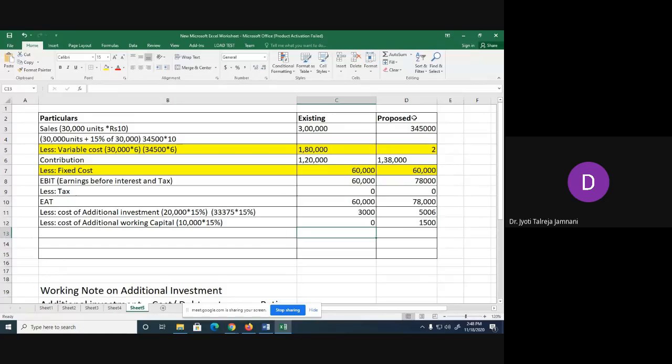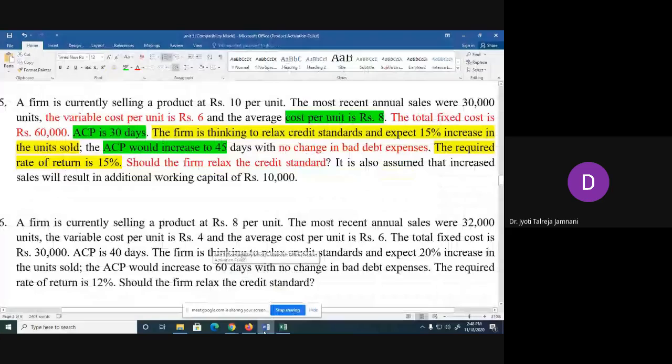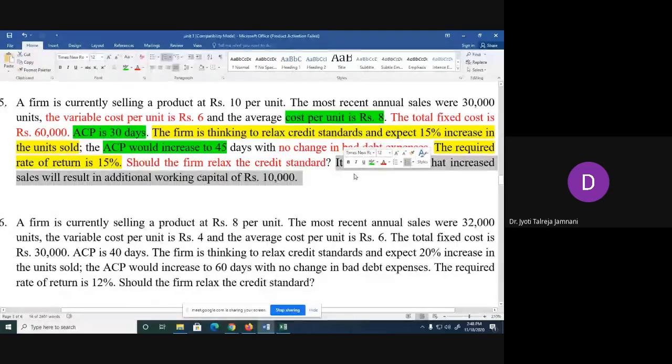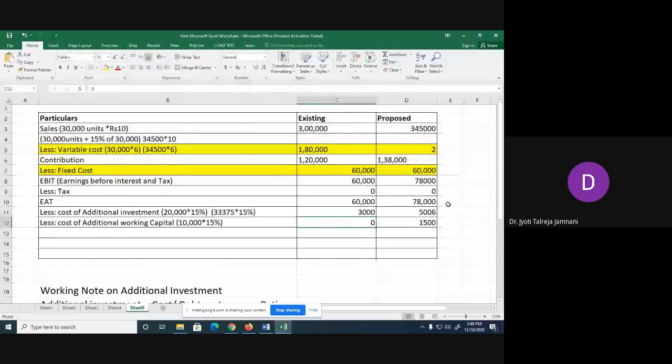Are you all there? Yes, ma'am. Proposed. In the proposed, the sales have increased. So only when the sales increase, there is additional working capital, and therefore I have taken it only in the case of proposed. In the existing, I have taken it as 0. Did you understand the logic? Yes, ma'am. It is clearly told here, it is assumed that increased sales will result in additional working capital. So the increased sales part is in the proposed plan, so I have taken it there.